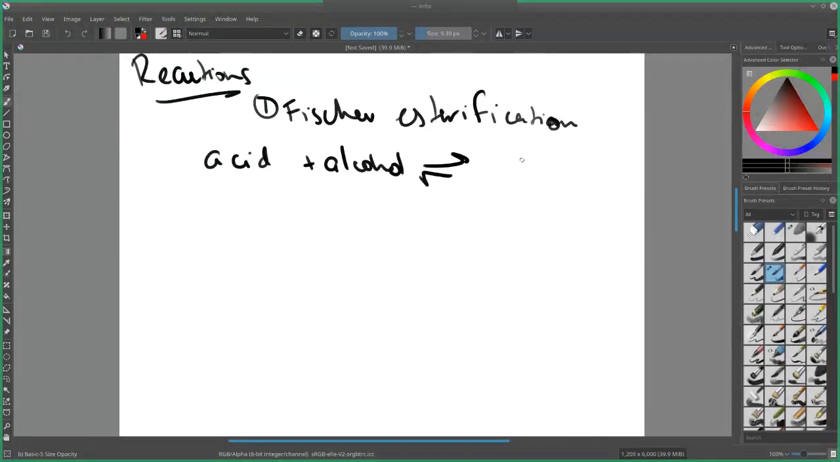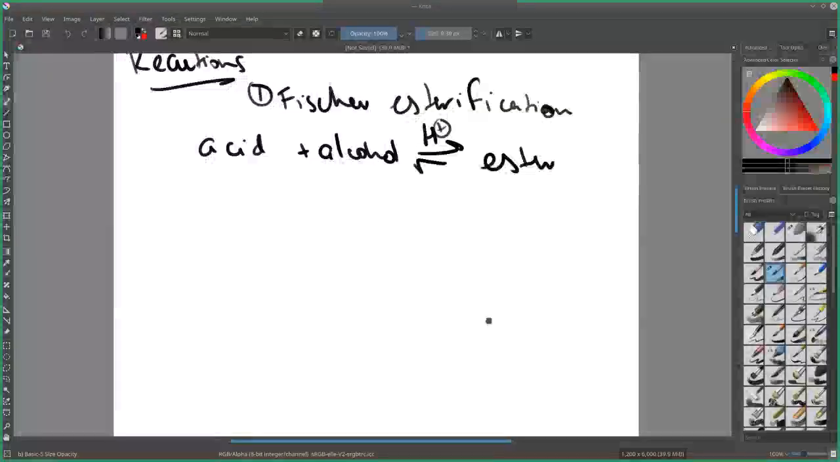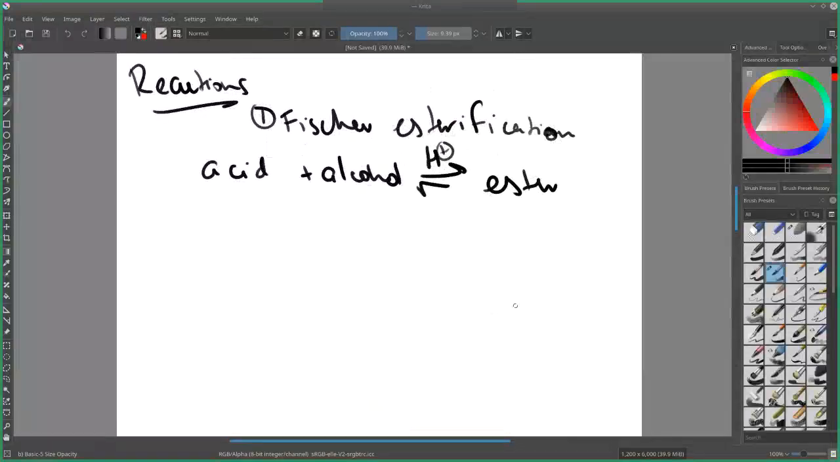So here you take an acid and an alcohol, and it's in equilibrium under acidic conditions, specifically acidic conditions, to make an ester. At this point, needless to say, this is a mechanism that you should know. You've seen it a whole bunch.